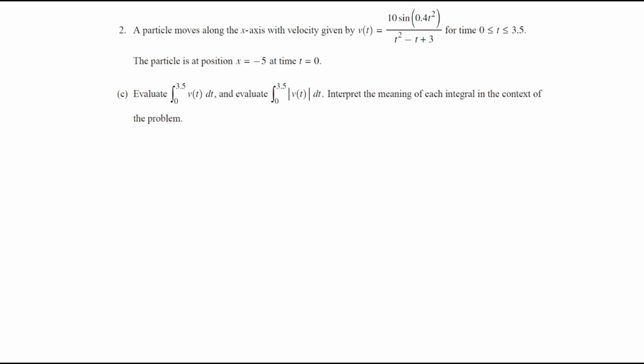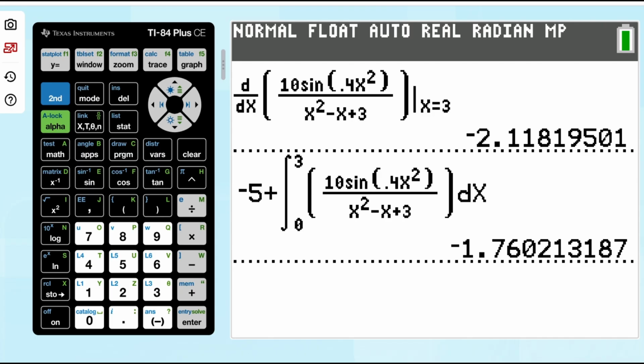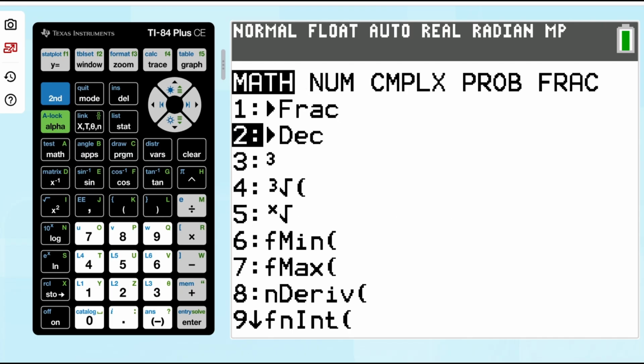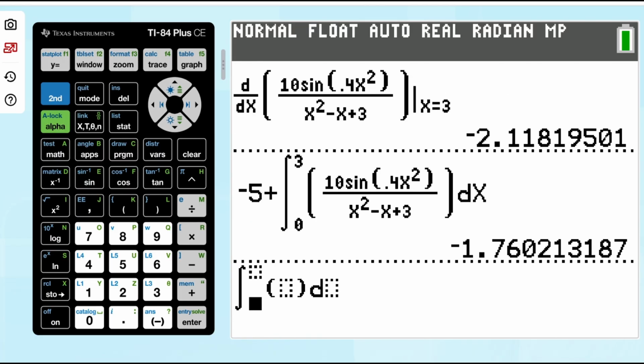For part C, it says to evaluate the integral from 0 to 3.5 of v and the integral from 0 to 3.5 of the absolute value of v. And so, again, this is just going to be a calculator question here. So we're just going to go into our calculator, and we'll do math. And option number 9, again, you can just hit the 9. You don't have to scroll all the way down to it. And we're going to integrate from 0 to 3.5 of our v function.